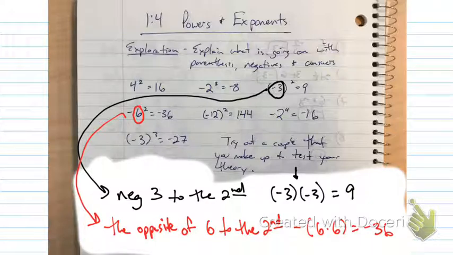And where it's really going to show up is later, when we do things like exponential functions, or even in order of operations. You might have 12 minus 6 squared. Right? Do you see that? 12 minus 6 squared. Guess what you have to do first with the order of operations there?